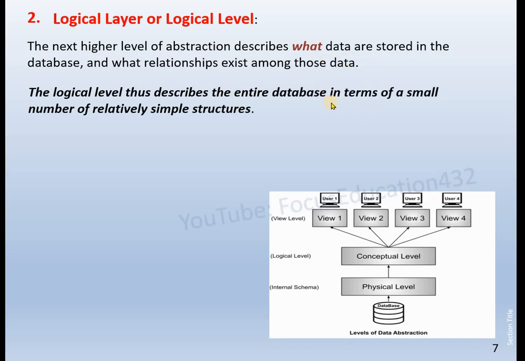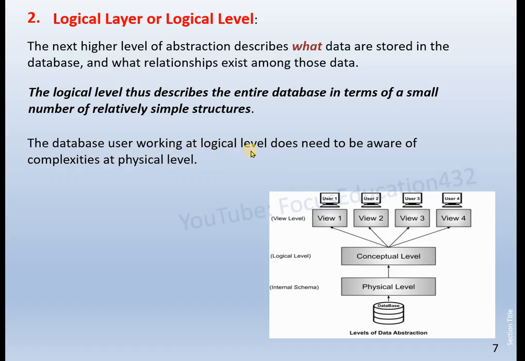When you see the example, you will clearly understand this middle level, that is the conceptual level, or the logical level. The logical level thus describes the entire database in a small number of relatively simple structures. We create here indexes, we create tables, we define the relationships, we choose the data types, we implement the constraints like primary key, foreign key, all these things. We implement all these things at the logical level.